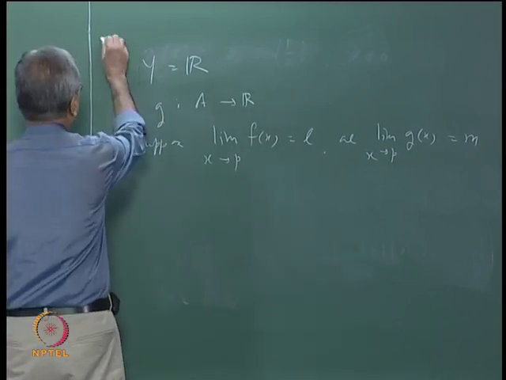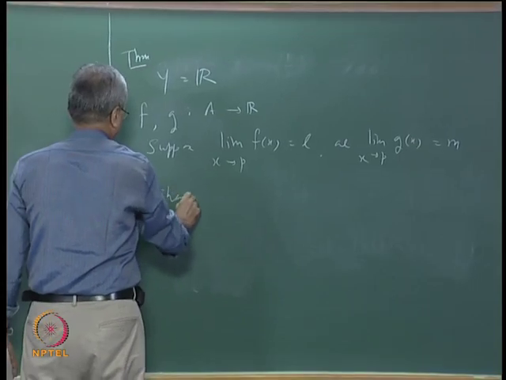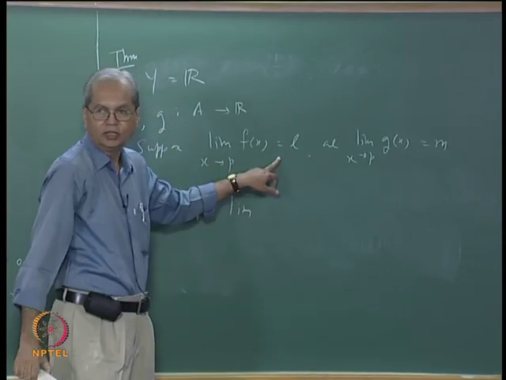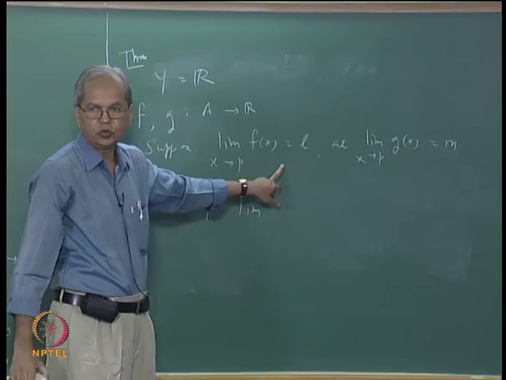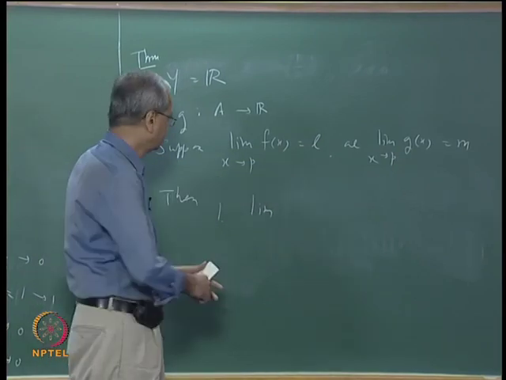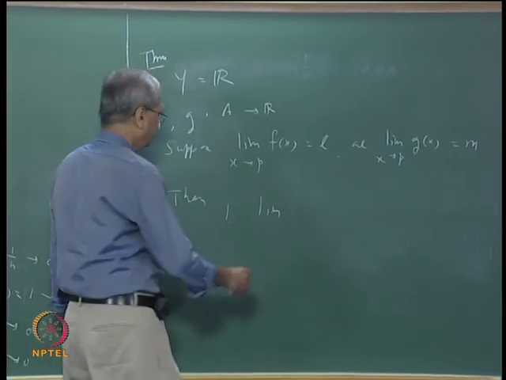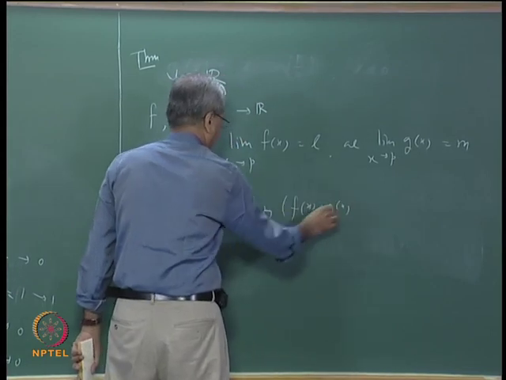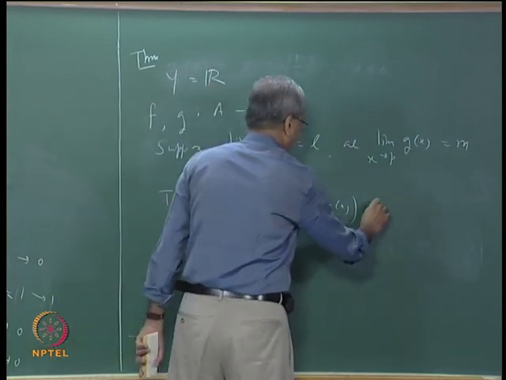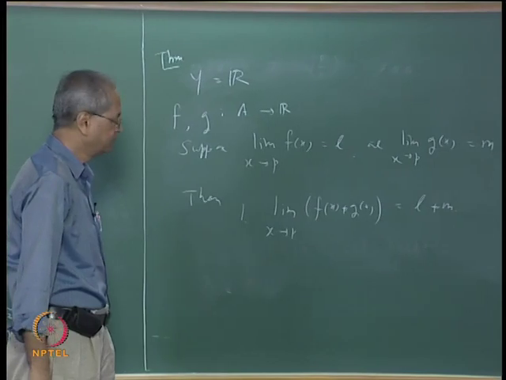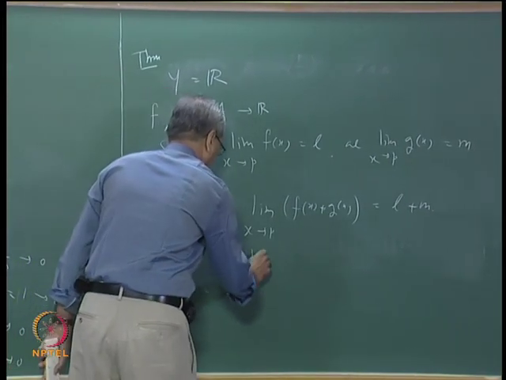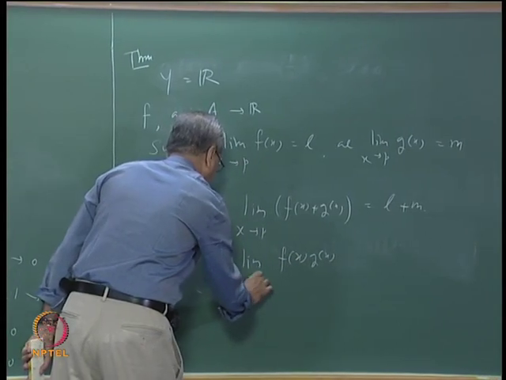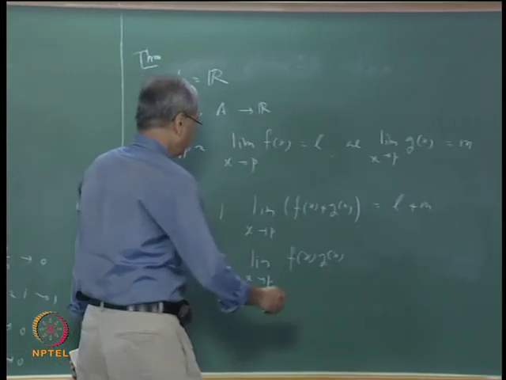By the way, when I say the limit of f(x) as x tends to p is equal to L, it means that the limit exists and it's equal to L. Similarly here. Otherwise we don't write this equal to anything. So what I want to say is that the limit of f(x) plus g(x) as x tends to p is equal to L plus m. Second, the limit of f(x) into g(x) as x tends to p is L into m.